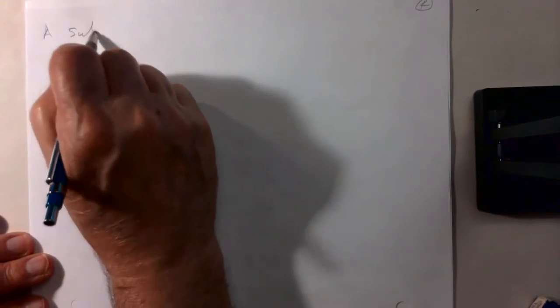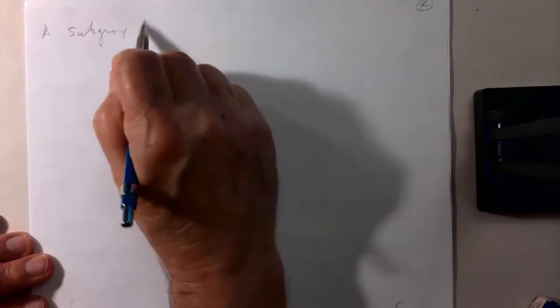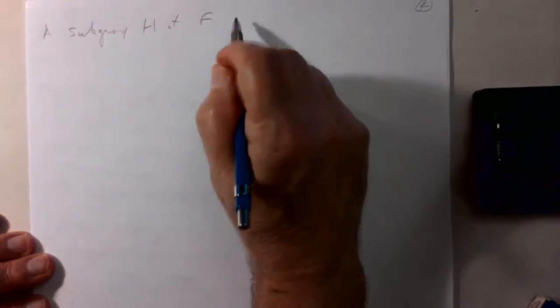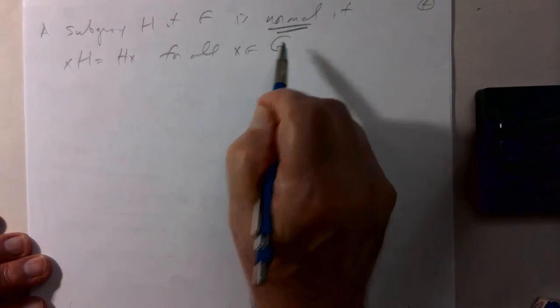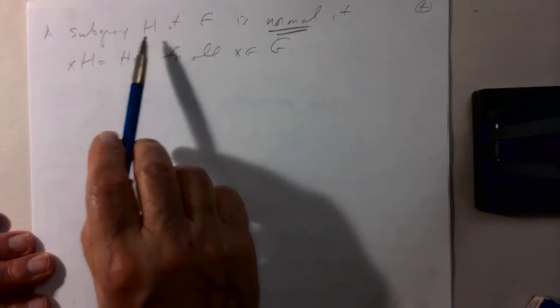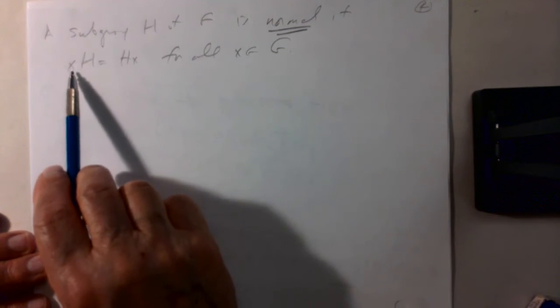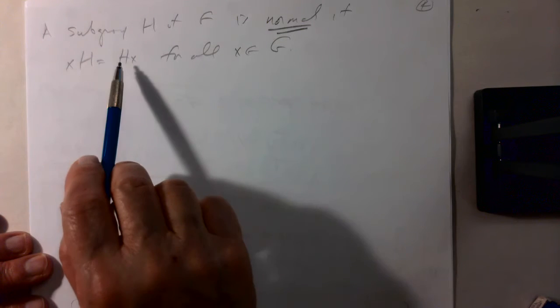So a subgroup H of G is normal if XH equals HX for all X in the group. So if you have a subgroup H with the property that you take the left coset XH and you take the right coset HX, they're always the same sets.